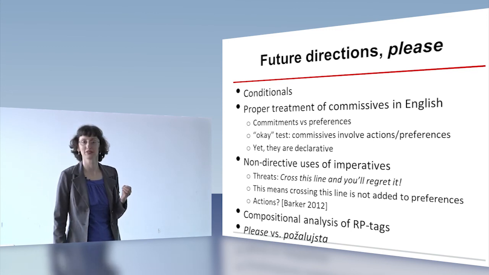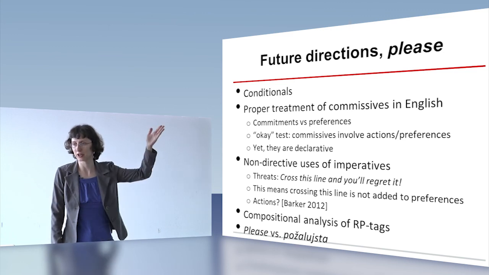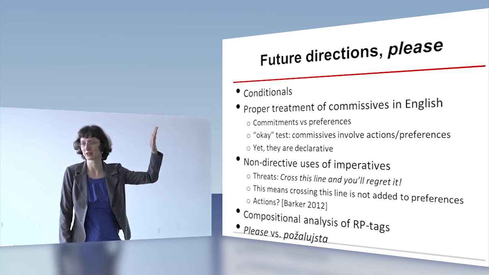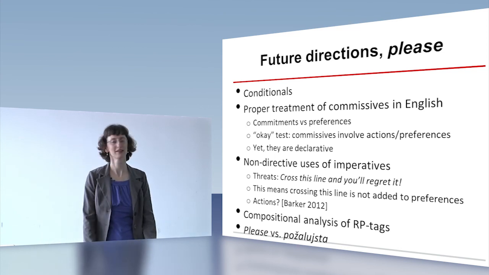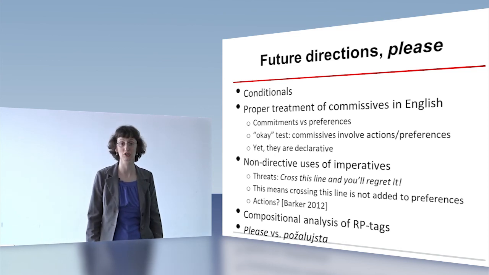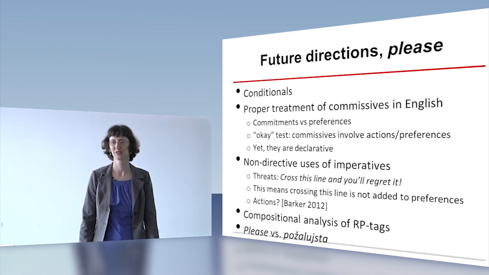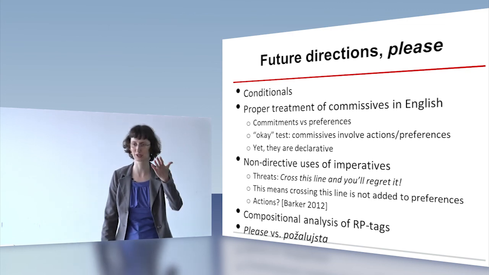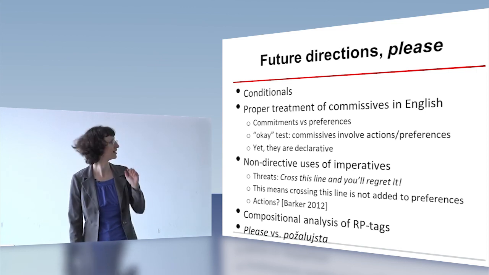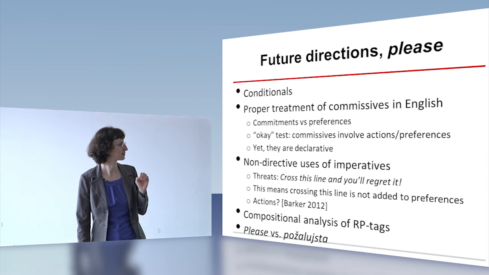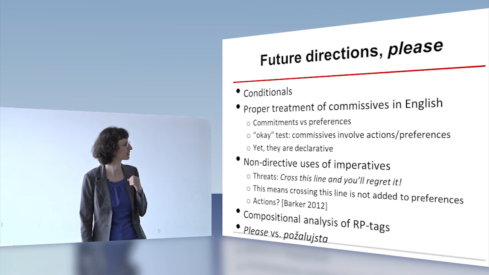Non-directive uses of imperatives are the same way. So here we have non-assertive uses of declaratives, say for promises. Same thing with non-directive uses of imperatives, so threats. Cross this line and you'll regret it. That does not update hearer preferences to include being in favor of crossing the line. In fact, quite the opposite. Maybe actions will help us here.